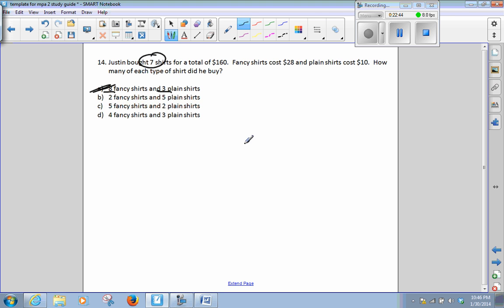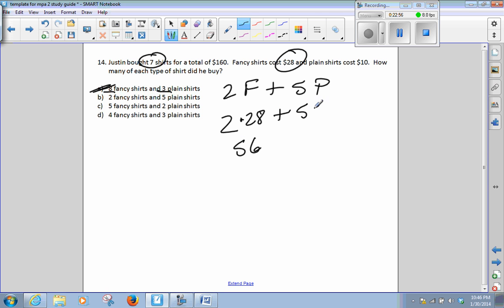So I'm going to look at option B. So 2 fancy plus 5 plain. Well, fancy, 2 times 28 would be 56, plus 5 plain. They cost 10, so 5 times 10 would be 50. So $56 on fancy shirts plus 50 on plain is $106, not the total of 160 that we need it to be. So option B is not right.